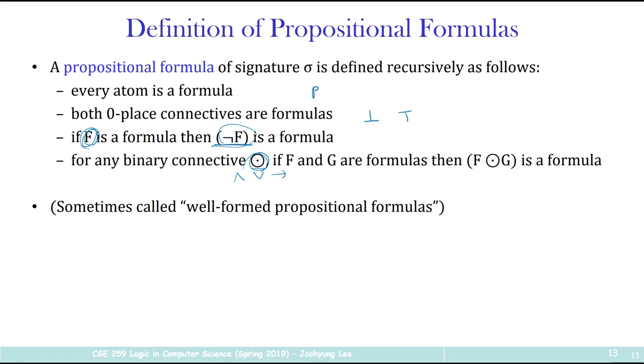In the book, this is also called well-formed propositional formulas. I'm going to skip the word well-formed here because there is no ill-formed formula. Any question up to this part? So, one question: how many formulas are there in the world? How many formulas will there be?